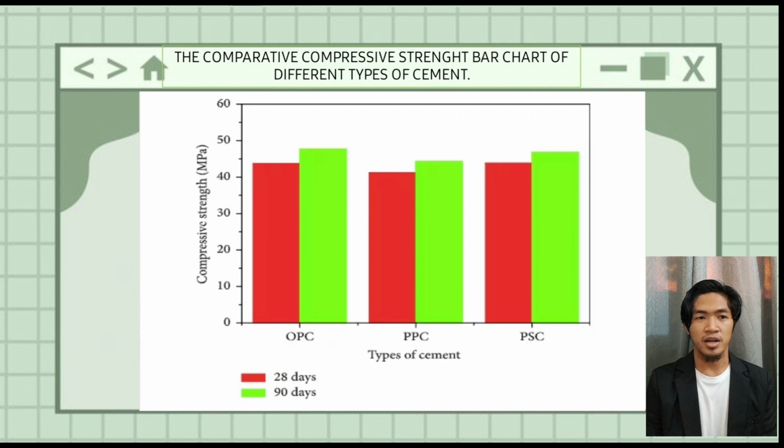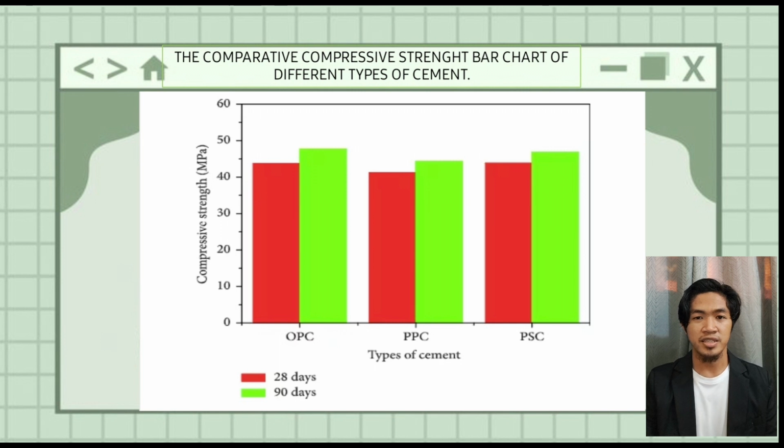So, dito sa bar chart na to, ipinapakita dito kung anong kayang strength or ability, gaano kabigat ang kayang dalhin ng isang kind of cement. Like sa PPC or Portland pozzolana cement, in 28 days, ang nakaya na compressive strength is 40 to 45 megapascal. So, same lang sa OPC. Sa 90 days naman sa PPC is 40 to 45 megapascal.